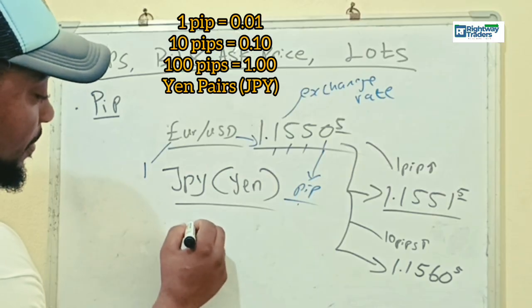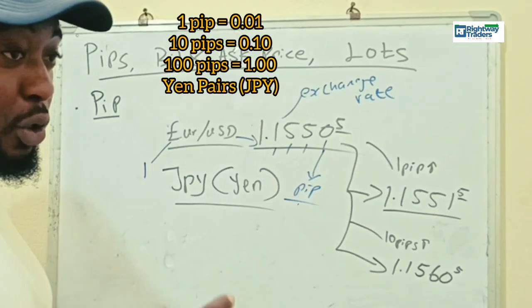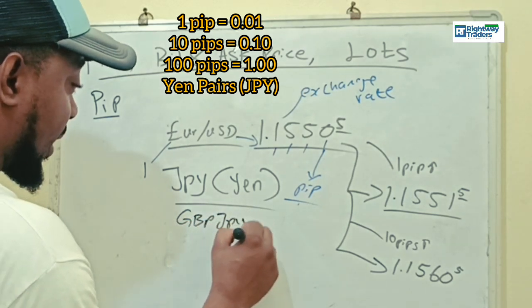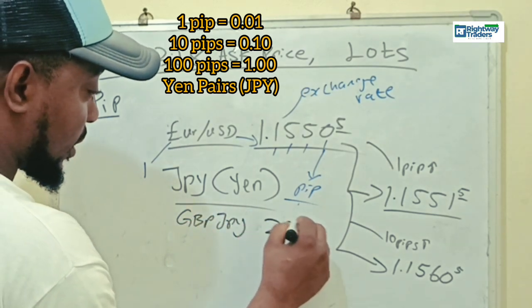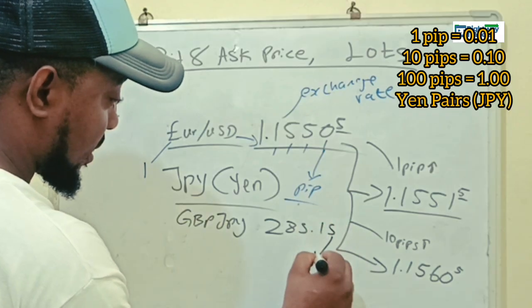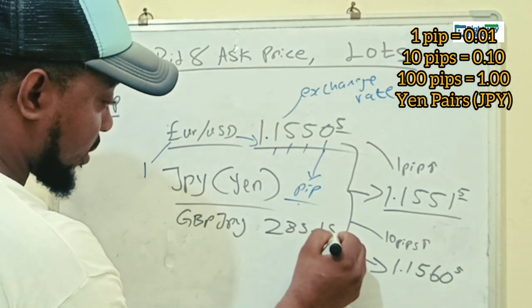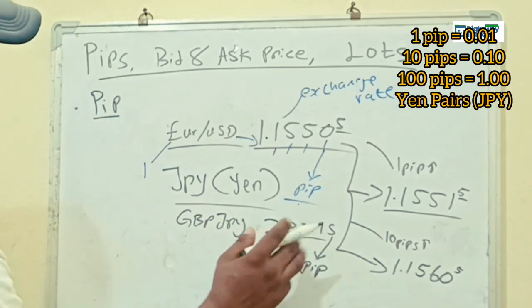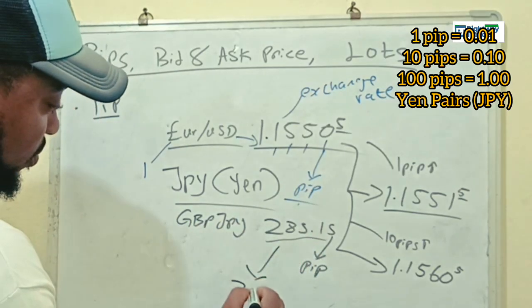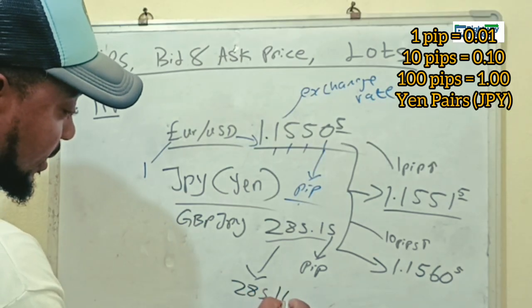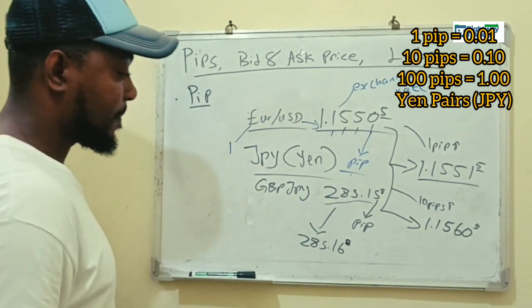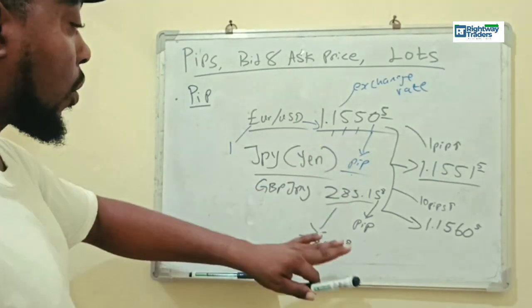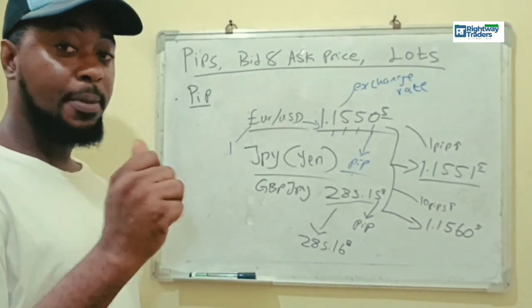For this one, the pip is actually the second number after the decimal point. Let's say you have the GBP JPY and the current exchange rate is 285.15. The second number after the decimal point is the pip. And if you say this currency rate increased by 1 pip, it means it's going to be 285.16, and the pipette is normally here at the top side. Just forget about the pipette, you have nothing to do with it. Think of the pips.